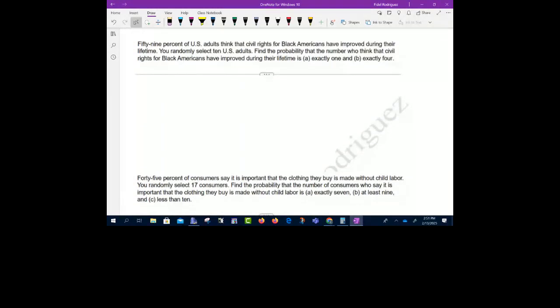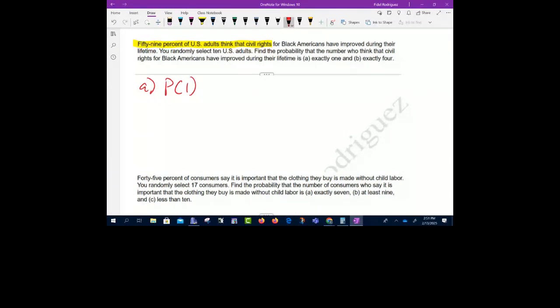Let's take a look here. It says 59% of U.S. adults think that civil rights for Black Americans have improved in their lifetime. We select 10 adults. Find the probability of the number who think that civil rights for Black Americans have improved is exactly 1 and exactly 4. Okay, so look, y'all, let's do the first part. Find the probability that we get exactly 1.